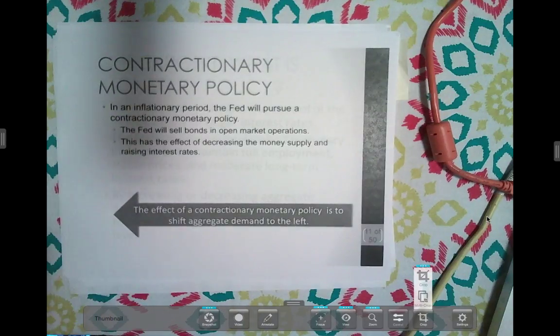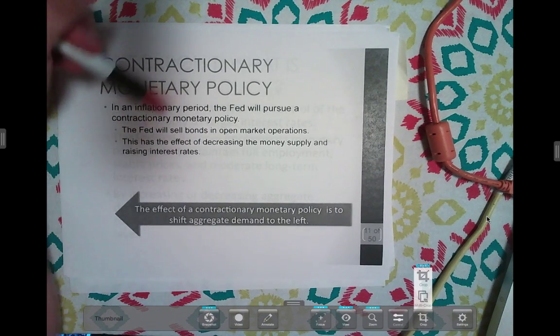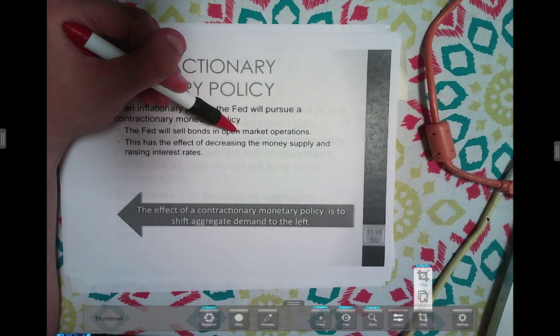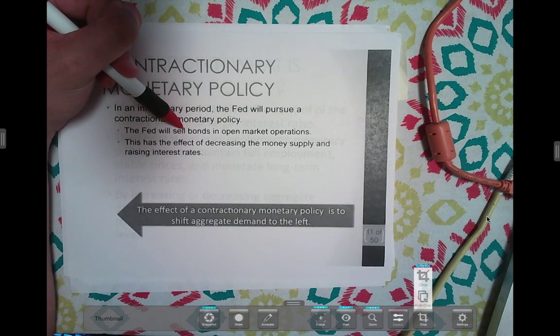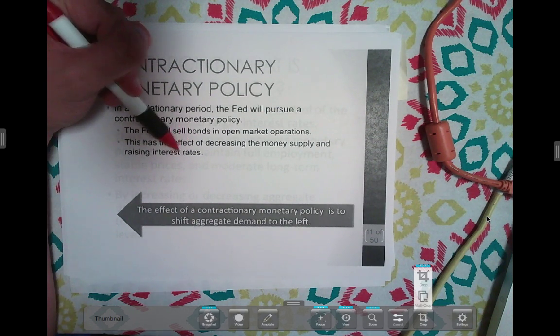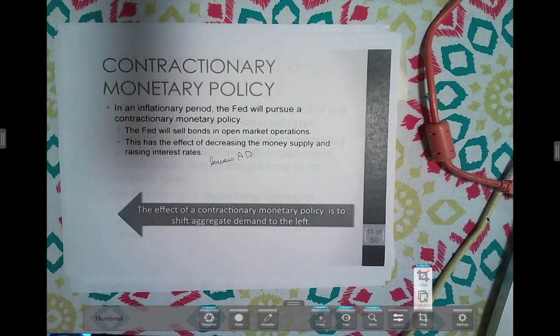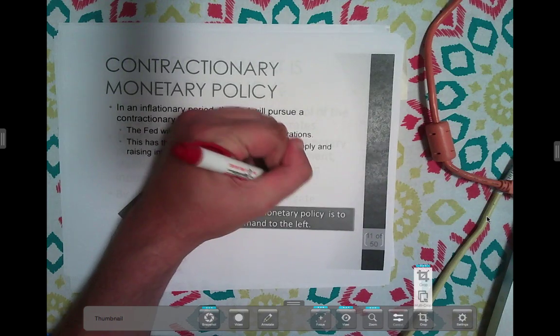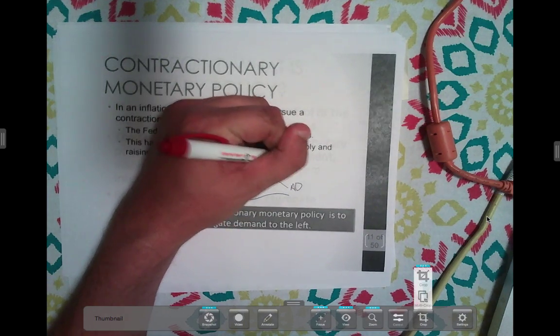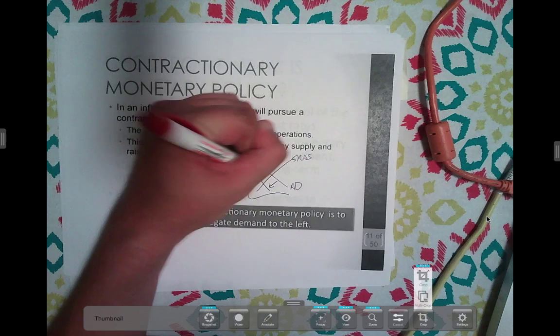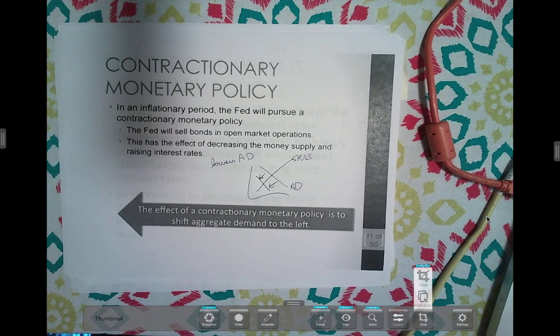Now, this can work in the opposite direction as well. The Federal Reserve could decide to sell bonds in an open market operation. If they sell bonds, then they collect the cash from the person who's buying it, and then they destroy the cash. And as they destroy the cash, that raises the interest rate. As it raises the interest rate, it lowers the aggregate demand curve. It shifts the aggregate demand curve to the left. Again, to give you the visual here.